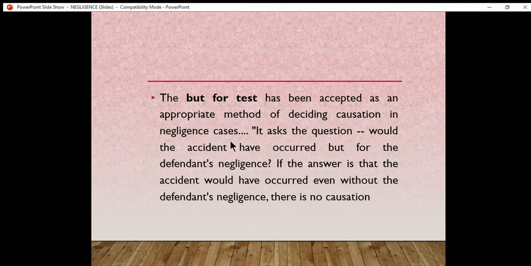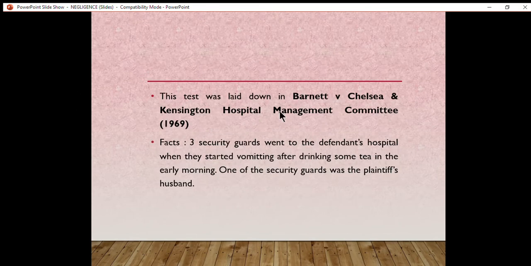Betul ke accident tu terjadi disebabkan oleh negligence of defendant. If the answer is that the accident would have occurred even without the defendant's negligence, then there is no causation. Maksudnya dia still akan suffer damage even kalau bukan defendant's negligence. This is how you assess the but for test. This test was laid down in the case of Barnett v Chelsea and Kensington Hospital Management Committee.